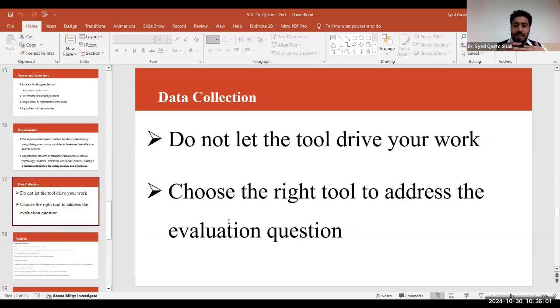Overall, whether it is secondary data, primary data, experiments, observation, surveys, or interviews, do not let the tool drive your work, but rather choose the right tool to address the evaluation question. It is not okay to say, like, I like the survey method, so I will use the survey method. You can use the experiments method.